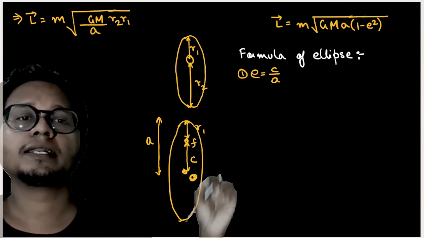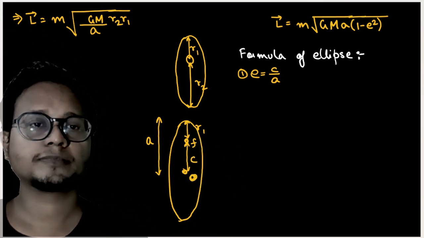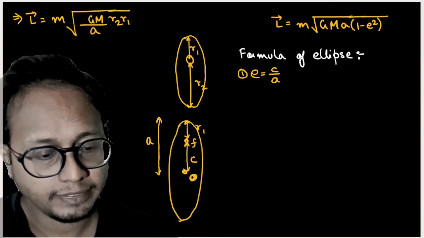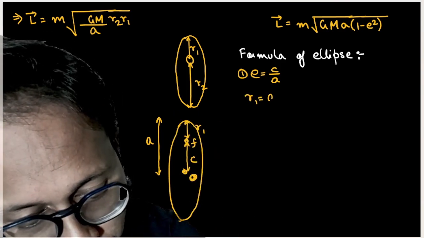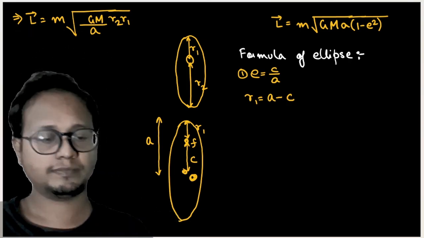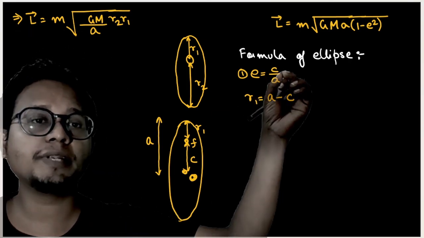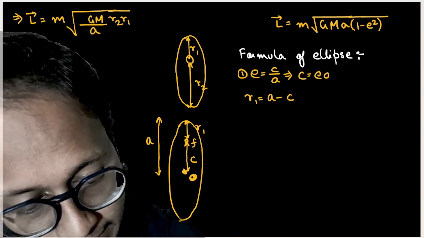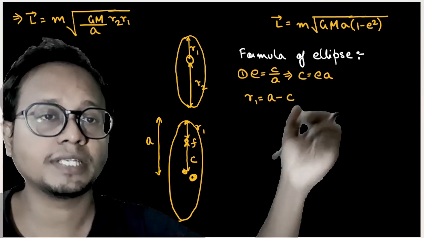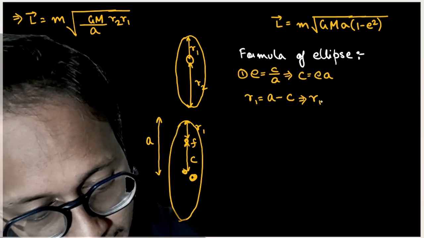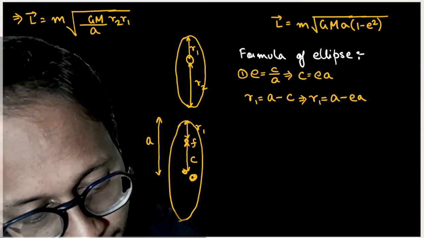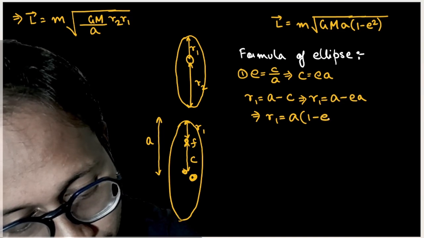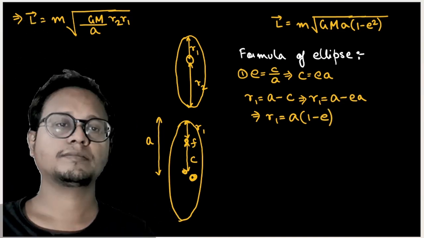Fair and fine. Now can I write r1 in terms of eccentricity and a? See, r1 is equal to a minus c. And c can be written as e into a. So if I substitute the value of c out here, r1 can be written as a minus ea, or r1 can be written as a into 1 minus e.